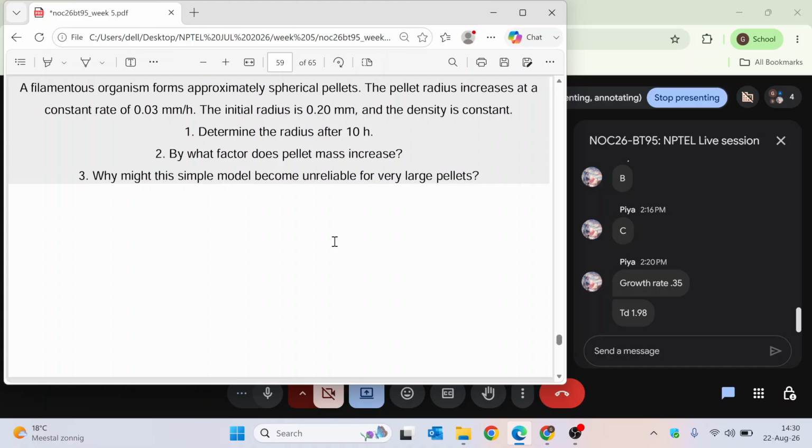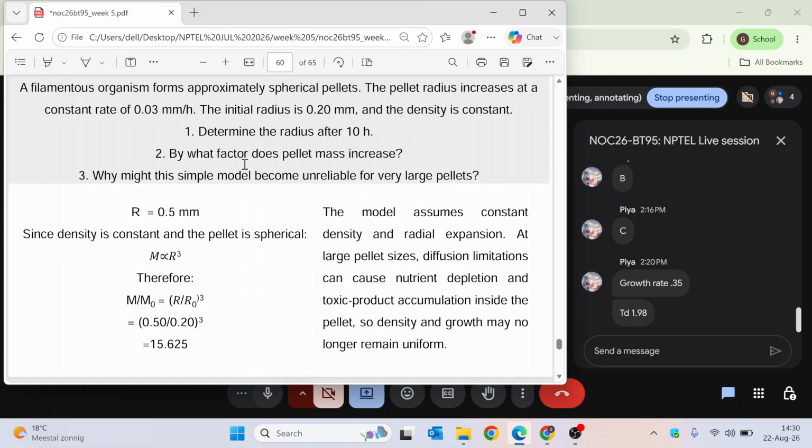Okay. Here a filamentous organism forms approximately spherical pellets. The pellet radius increases at a constant rate of 0.03 mm per hour. The initial radius is 0.2 mm. The density is constant. After 10 hours, how large will the radius be? It's just 0.5 mm. You can just add it: 0.2 plus 10 times 0.03 mm per hour. If you add, you will get 0.3. 0.2 plus 0.3, it's 0.5.